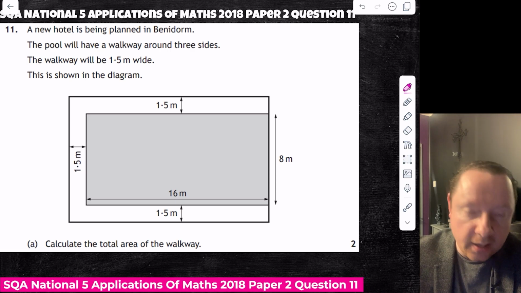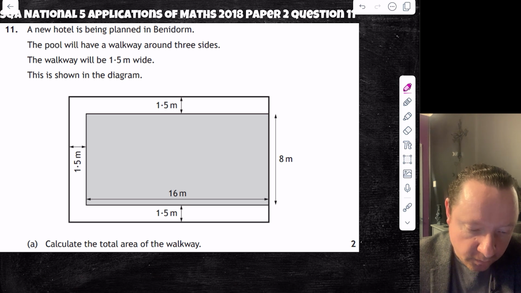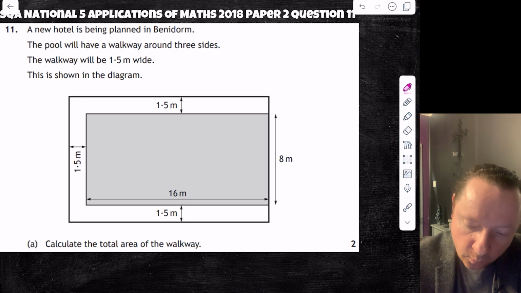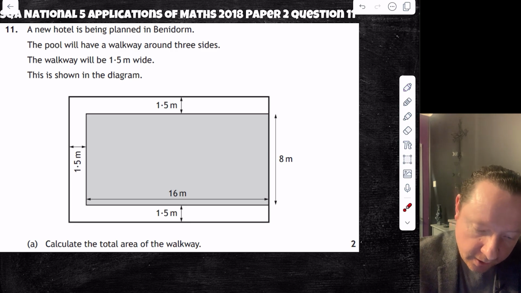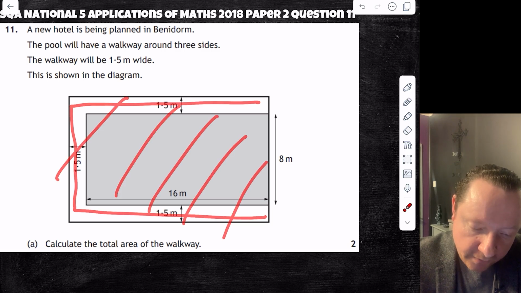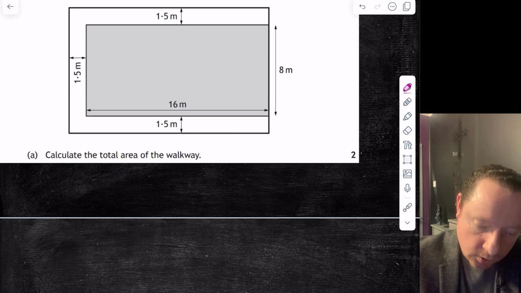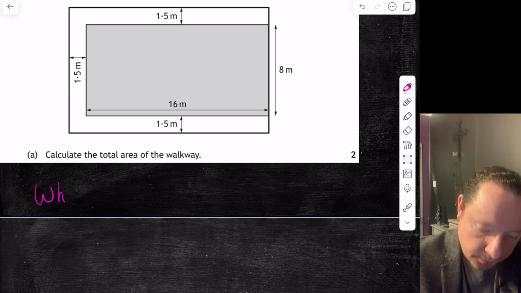SQA National 5 Application Maths 2018, Paper 2, Question 11. A new hotel has been planned in Benidorm. The pool will have a walkway around 3 sides and it's 1.5 metres wide as shown in the diagram. We have to find the area of the walkway. So the walkway is the white bit, so this is just area of a rectangle, but I need the whole area. If I do the whole area, then I can just take away the pool, and that will leave me with the walkway. So let's do the whole area first.